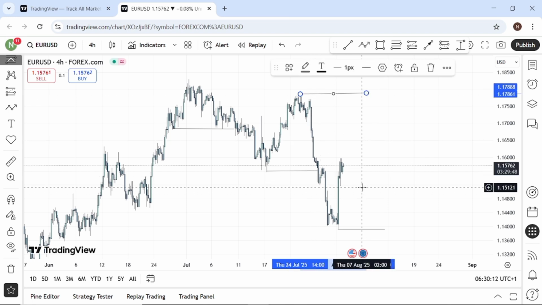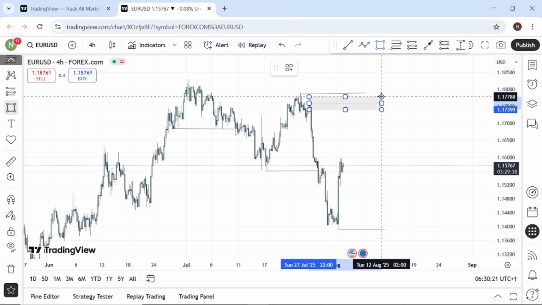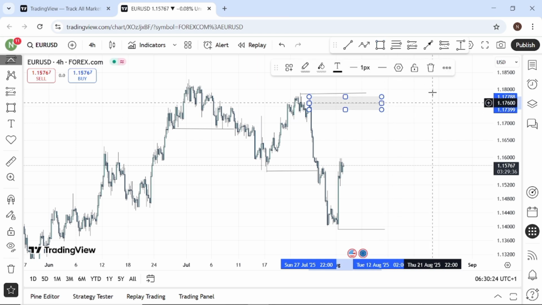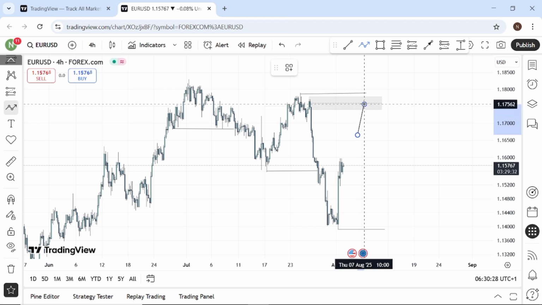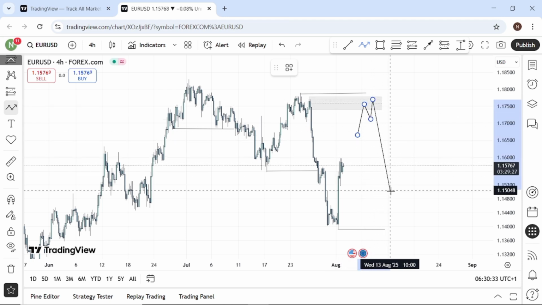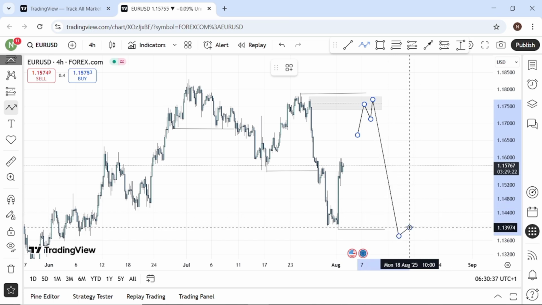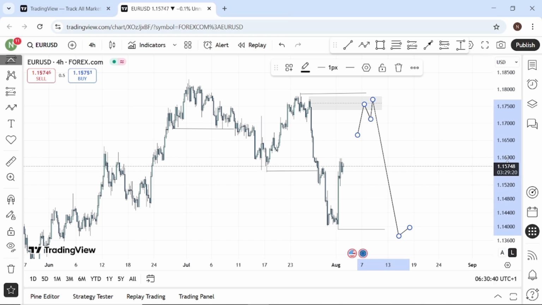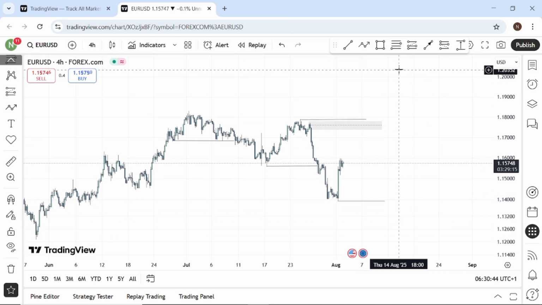Now how can we capitalize on a move? I'm expecting a deeper pullback to this level, a deeper pullback to this supply level that is right here, and I'm expecting a move like this, and a continuation to the downside. So that is the move I'm expecting on the 4 hours time frame.